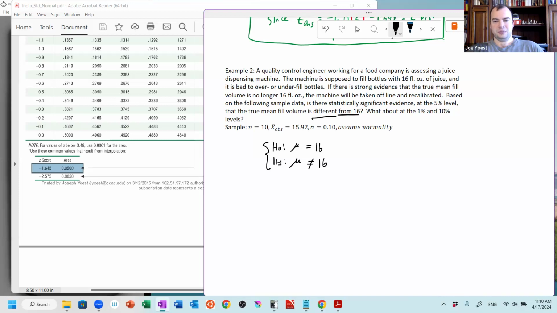So what would be strong evidence against H naught and in favor of H1? Well, an X bar observed much larger than 16, or an X bar observed much smaller than 16 would be really strong evidence. Very large or very small observed mean fill volume would be strong evidence that the mean is no longer 16. So we call this a two-tail test. This is the nuance that we have to be careful about here.